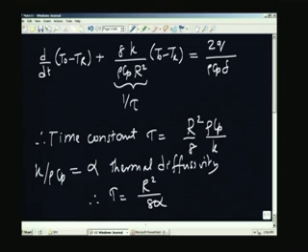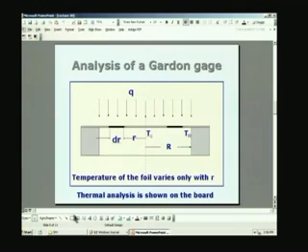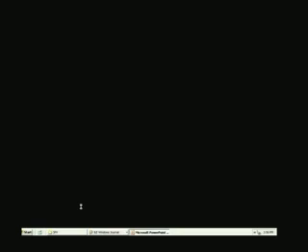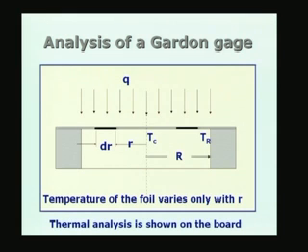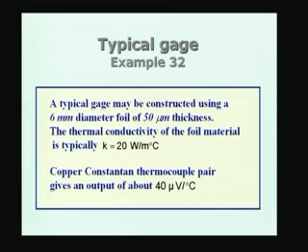So, that more or less completes the simple analysis of a transient in a foil type element, and let us just look at the results of this particular calculation. I have written the transient response as r squared by 8 alpha, which is what we derived by a simple analysis. And let us take a typical example of a gauge, example 32.